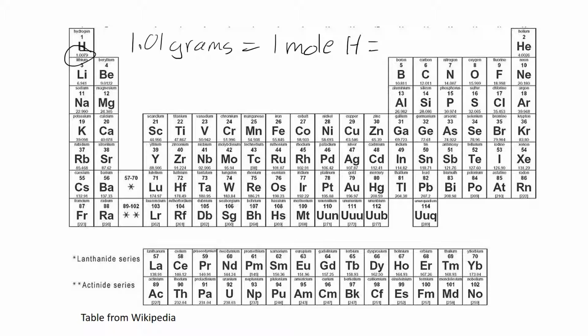Now we can also equate that to Avogadro's number. So that amount of hydrogen, that many grams, is equal to this many atoms. So you would know when you have that measured amount, you have this many atoms in that container.